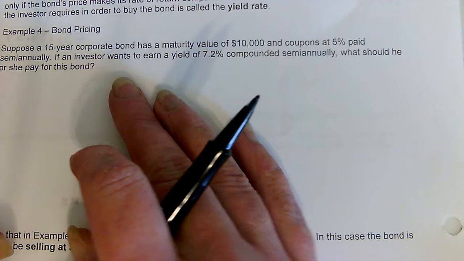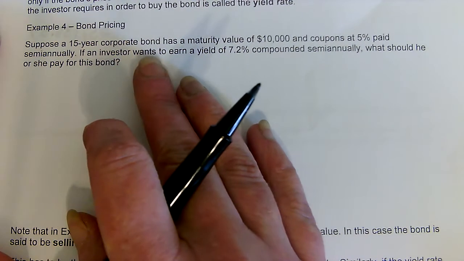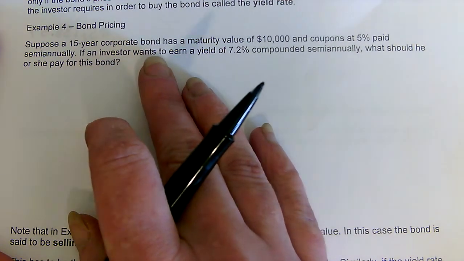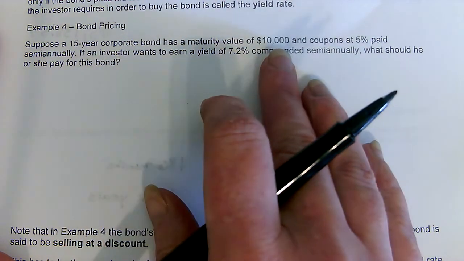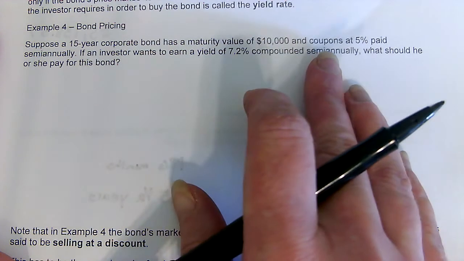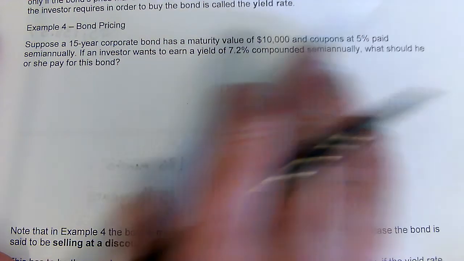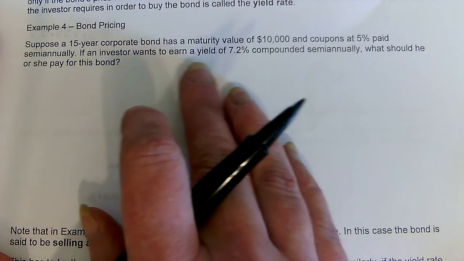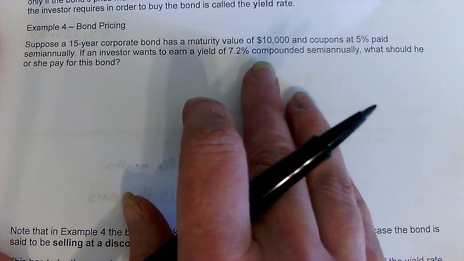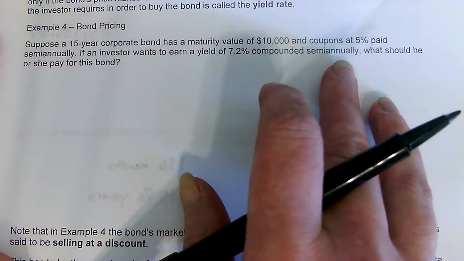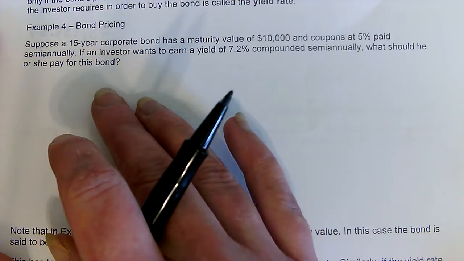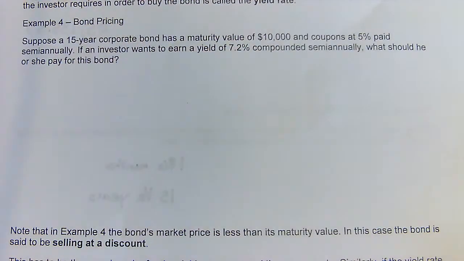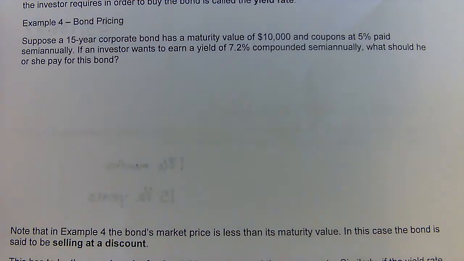So let's think about this one. Suppose a 15-year corporate bond has a maturity value of $10,000 and coupons at 5% are paid semi-annually. If an investor wants to earn a yield of 7.2% compounded semi-annually, what should he or she pay for this bond? Okay, so let's think about this.